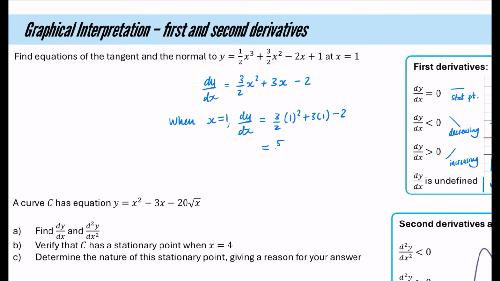It is 5 over 2. Now, if you want to find out the equation of the tangent to a particular curve, we know what we have to do for that. You literally just have to find a coordinate, and then you just use the gradient.